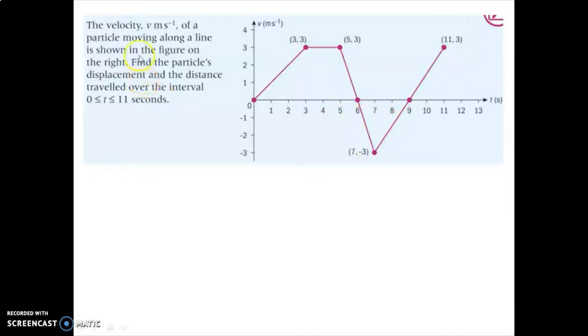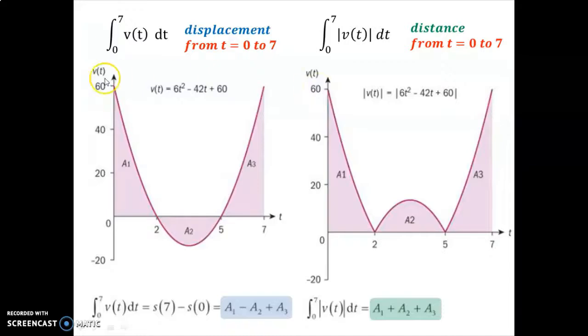All right, so find the particle's displacement and the distance traveled. Exactly the two things we just talked about, right? So what is the displacement and what is the distance traveled? And we don't have any functions here, so this is not about functions. This is going back to the idea of just area under graphs, right? So the area under the velocity graph, just like we had here, gives us either the displacement or the distance.